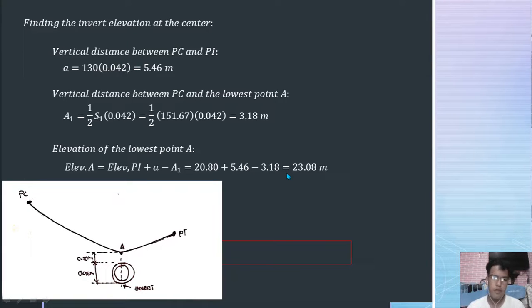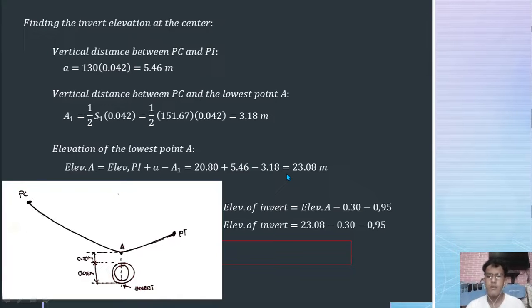Now we have to find the elevation of the invert. Elevation of invert is equal to elevation of A minus 0.30 minus 0.95. So we have 23.08, substituting the elevation of point A, minus 0.30 minus 0.95, which is equal to 21.83 meters.